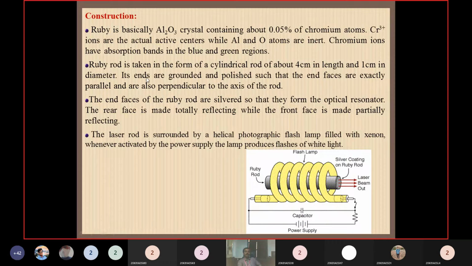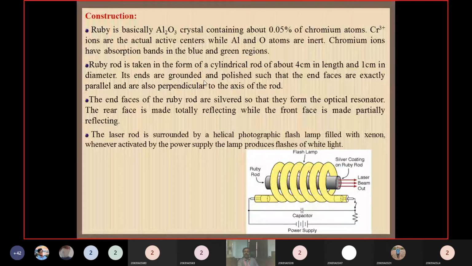Okay, now the ruby rod is taken in the form of a cylindrical rod of about 4 centimeter in length and 1 centimeter in diameter. Just remember here, this is the cylindrical rod. Length is 4 centimeter and diameter is 1 centimeter.